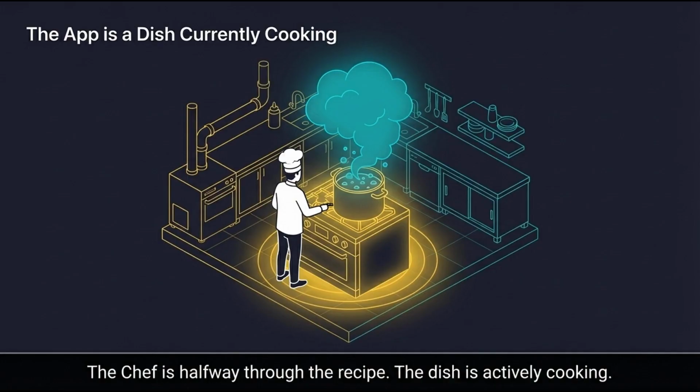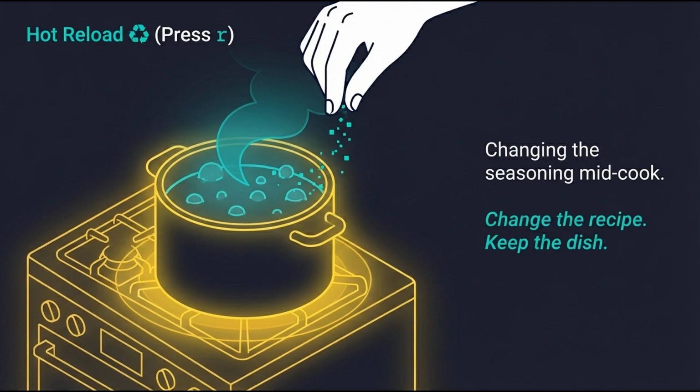So let's think of your running app as a dish that's actively being cooked. The chef is halfway through the recipe, the pot is on the stove, ingredients are already in, the dish is alive. Hot reload is like changing the seasoning mid-cook. The customer says, "Add a bit more salt." The chef sprinkles salt into the pot that's already on the stove. The dish stays in its current state. Only the recipe changes. Change the recipe, keep the dish.